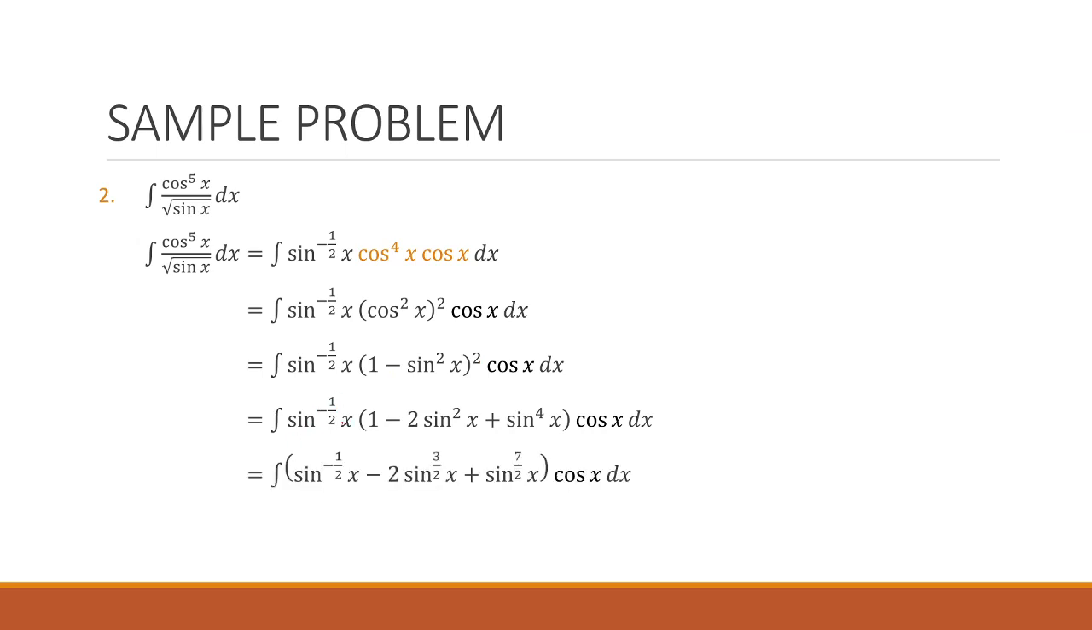So after distributing, we can now apply u-substitution, right? So u in this case is sine x, and then du is what? Du is cosine x dx. So we need negative 1. Multiply by negative 1, and of course the neutralizing factor is negative 1.